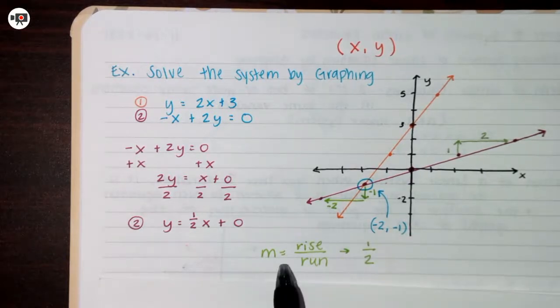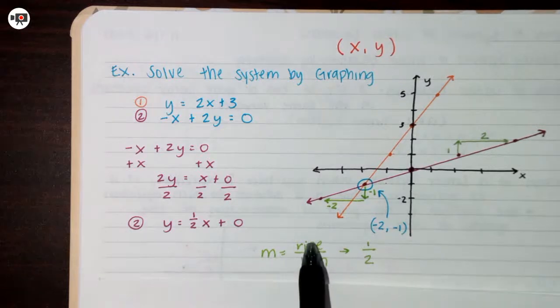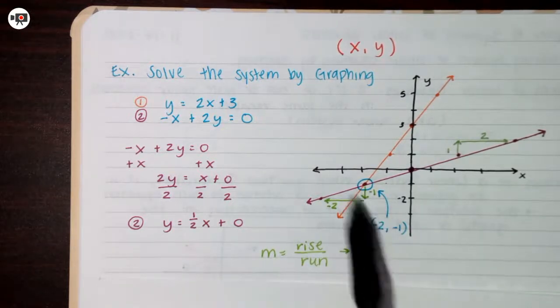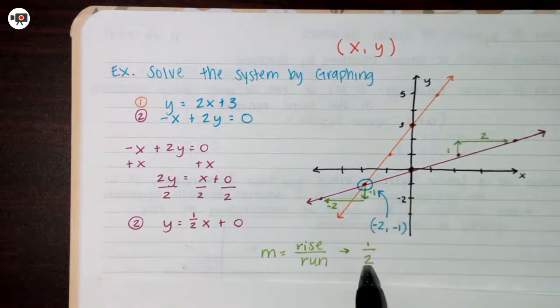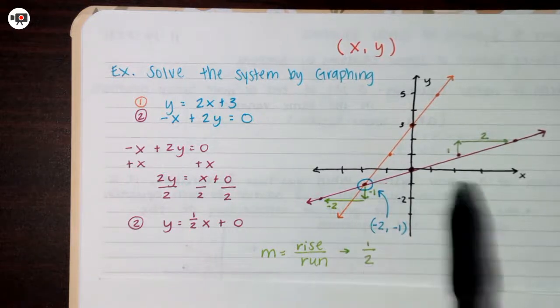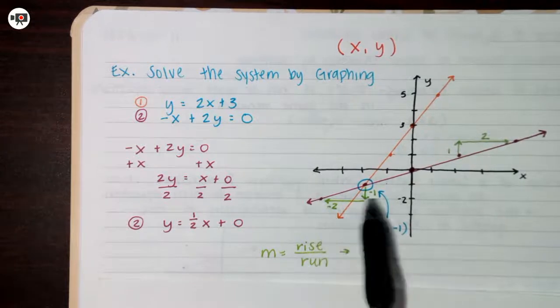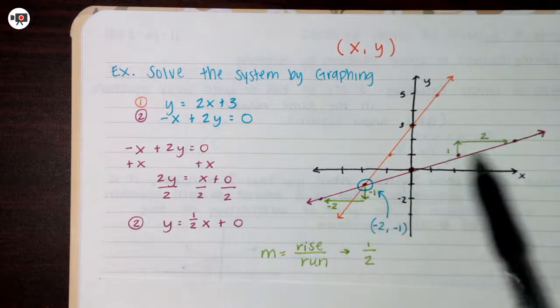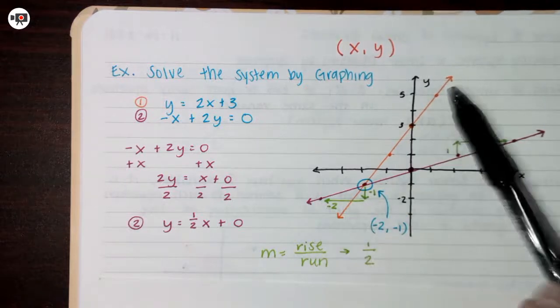If you have a hard time with slope, it is rise over run. So I have my rise is 1. I move 1. And my run is 2. So I move side to side 2. If they are both negative, a negative divided by a negative is a positive. So they are both positive sloped lines.